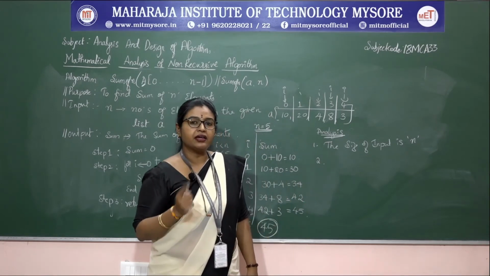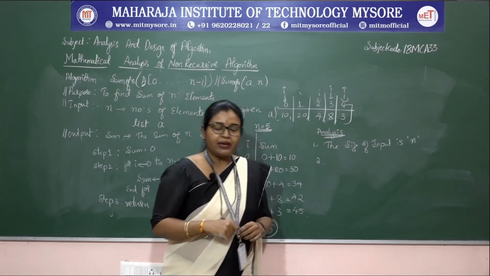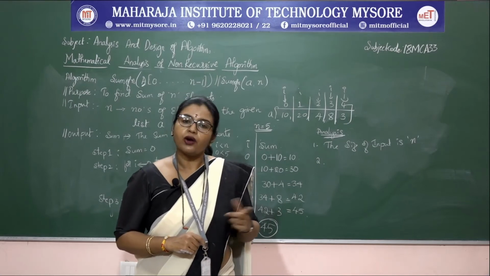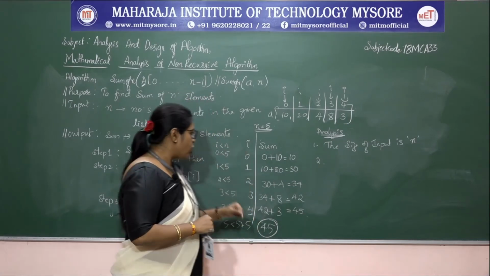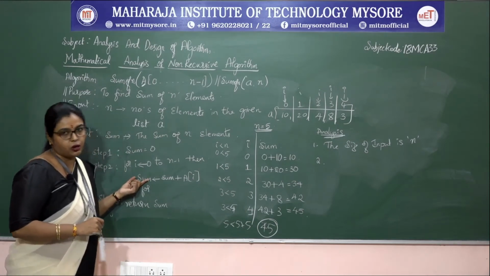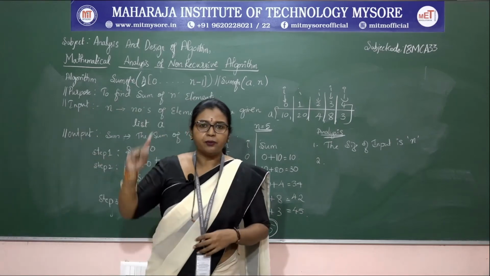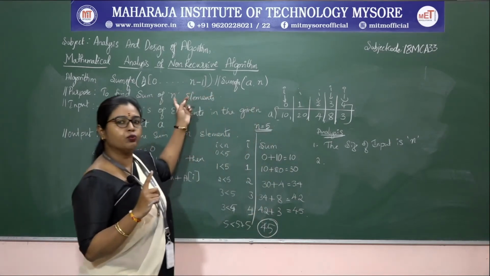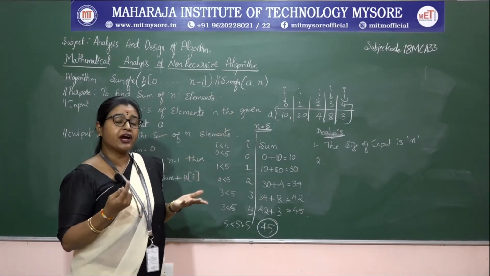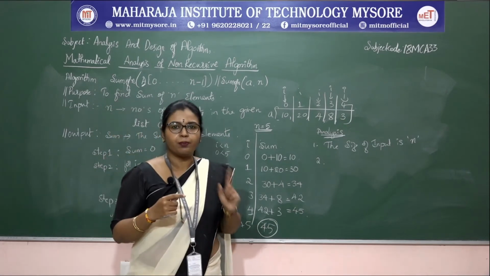We need to identify the basic operation of the algorithm. Usually the basic operation is identified based on the problem statement, or else usually that basic operation will be present in the innermost loop of the algorithm. If you consider the problem statement of this algorithm, we need to find the sum of n numbers. Sum in the sense, what operation are we performing? Addition operation.